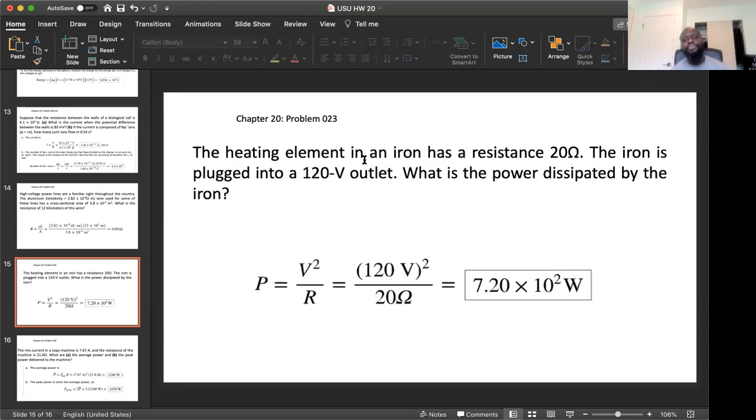Okay. Two more problems. Chapter 20, problem 23. It says the heating element in an iron has a resistance of 20 ohms. The iron is plugged into a 120 volt outlet. What is the power dissipated by the iron?